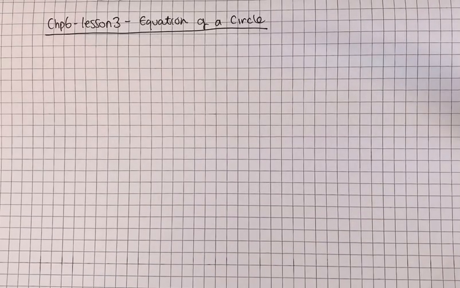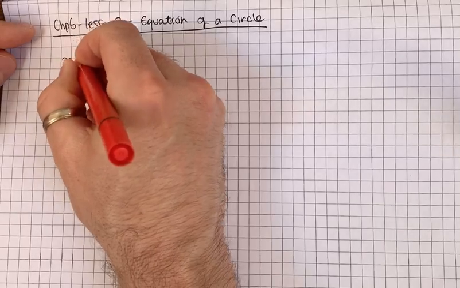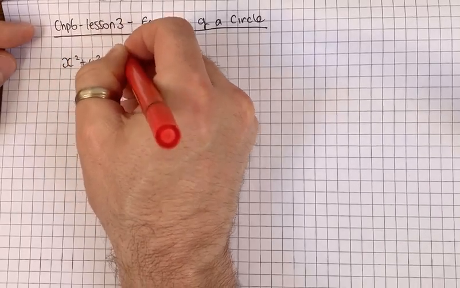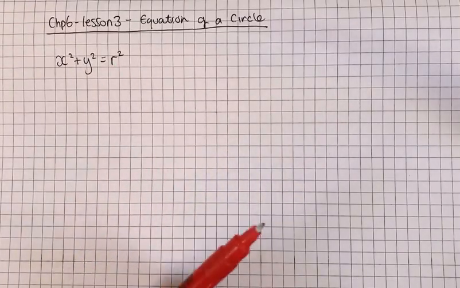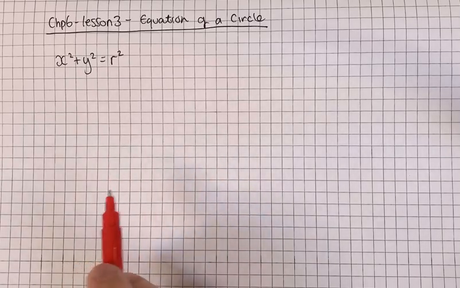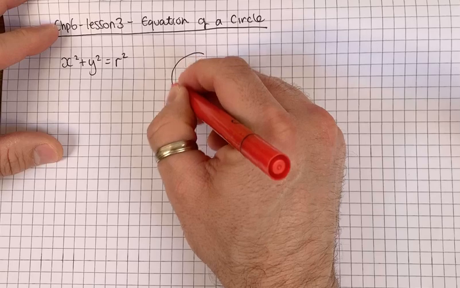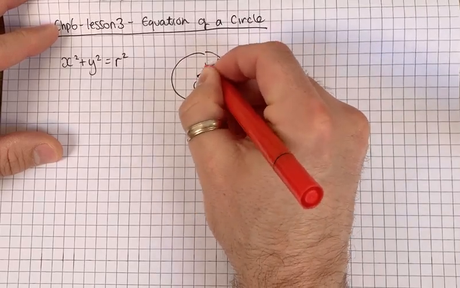Okay, circles, chapter 6, lesson 3, the equation of a circle. Now, what you will have learnt at GCSE is the equation of a circle with centre origin (0, 0) and radius r is x squared plus y squared equals r squared, where r is the radius of the circle. Now we can extend that to deal with a circle that doesn't have a centre at the origin, say centre (a, b), so centre (a, b), radius r.